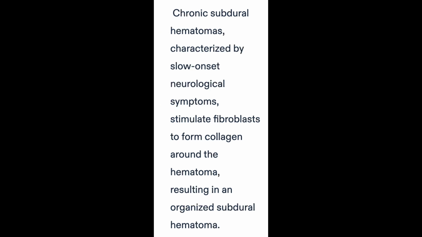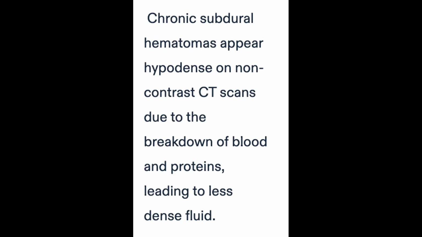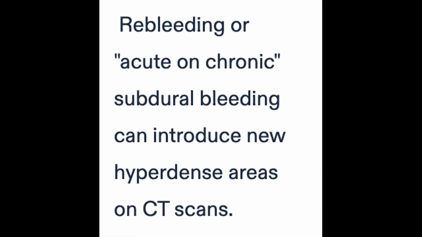Chronic subdural hematomas, characterized by slow-onset neurological symptoms, stimulate fibroblasts to form collagen around the hematoma, resulting in an organized subdural hematoma. Chronic subdural hematomas appear hypodense on non-contrast CT scans due to the breakdown of blood and proteins, leading to less dense fluid. Rebleeding or acute on chronic subdural bleeding can introduce new hyperdense areas on CT scans.